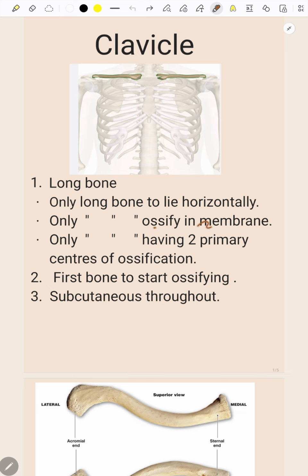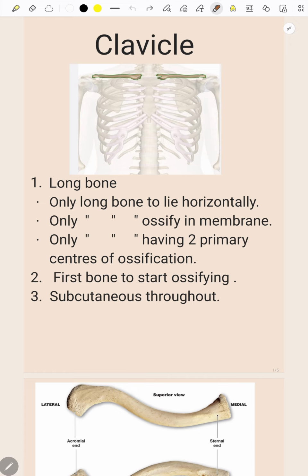It is the only long bone to ossify in membrane. It is the only long bone having two primary centers of ossification. Ossification you will study in detail in further lectures of your college. So this is the bone having two primary centers of ossification. It is also the first bone to start ossifying.